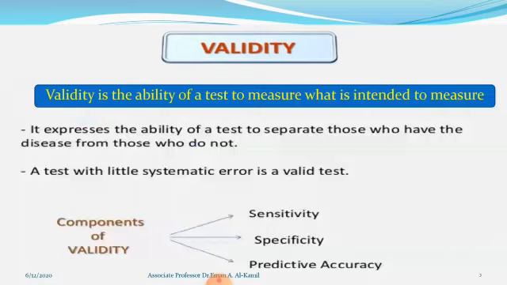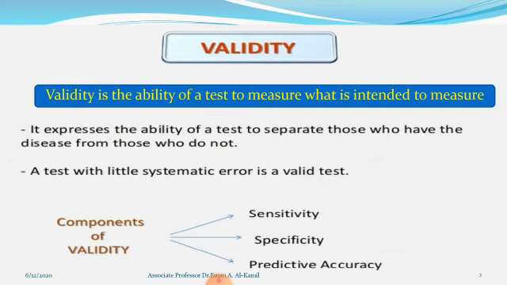So the validity of a test. The validity is the ability of a test to measure what it is intended to measure. So it expresses the ability of a screening test to separate those who have the disease from those who have no disease. And usually the screening test is always compared with what is called a standard test or a gold standard test in order to see whether it is valid or not.